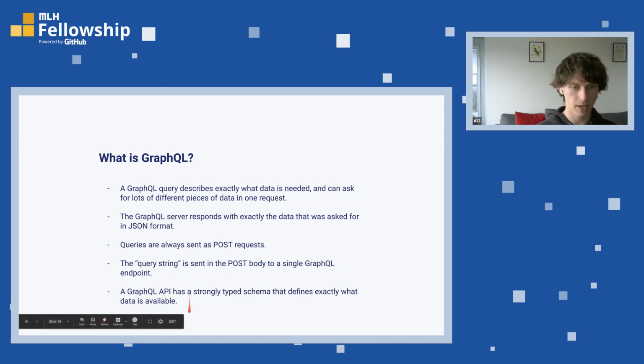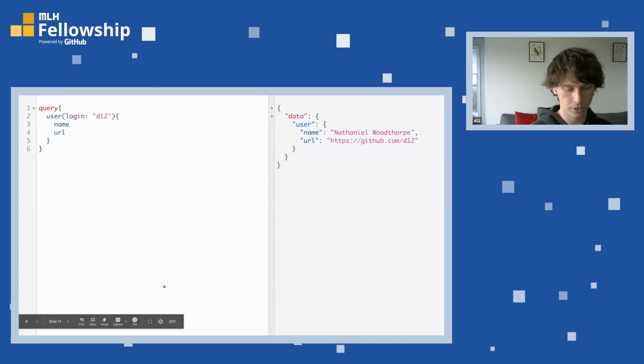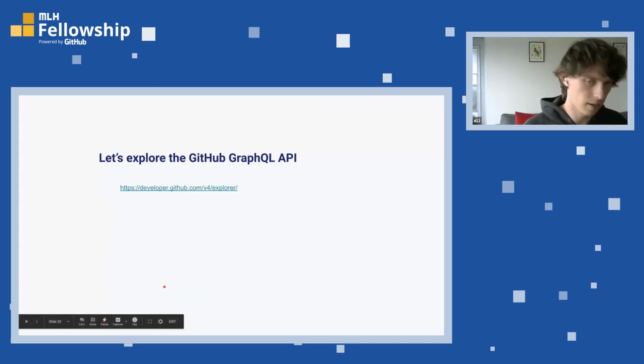And one other thing, the GraphQL API has a strongly typed schema that defines exactly what data is available. Sort of like if you've used a strongly typed language before, your IDE can tell you what methods are available on different things. We can do something similar with GraphQL. Let's jump into the Explorer to take a look.